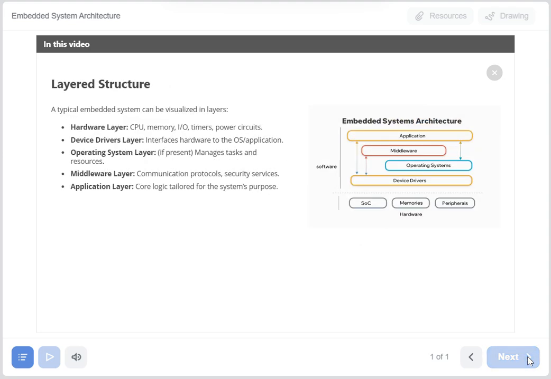The architecture is layered for clarity and modularity. At the base is the hardware layer: CPUs, memory, input-output ports, timers, and power management. Next comes device drivers, connecting hardware to the operating system or applications. The operating system layer manages software tasks and resources, when present. Middleware can provide security and communication support. Finally, the application layer delivers the logic for the device's purpose.